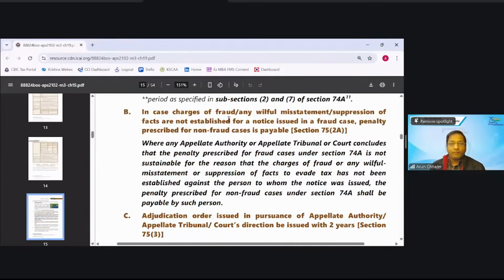In case the charges of fraud, any willful misstatement, or suppression of the fact are not established for a notice issued in a fraud case, the penalty prescribed for non-fraud cases is payable. Where any appellate authority, tribunal or court concludes that the penalty prescribed for fraud cases is not sustainable because the charge of fraud, willful misstatement or suppression of the fact has not been established, then for the notice issued, the penalty prescribed for non-fraud cases shall be payable.